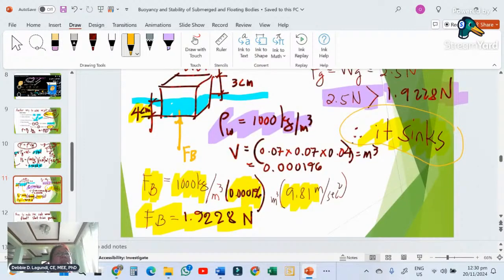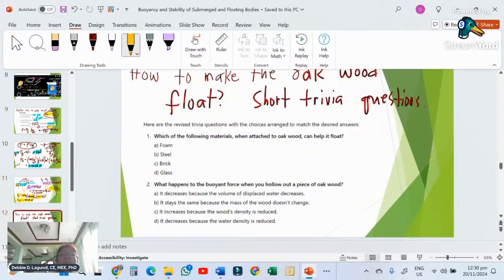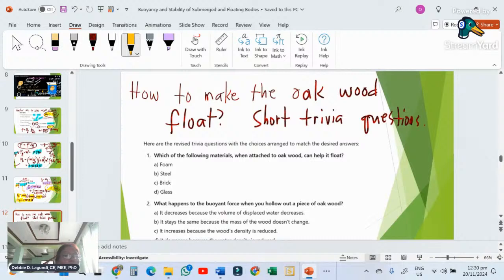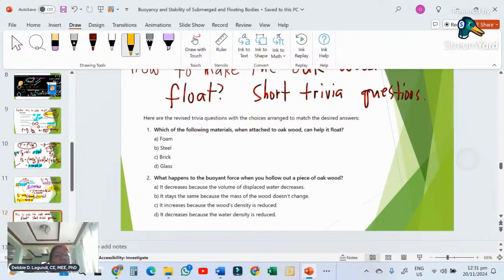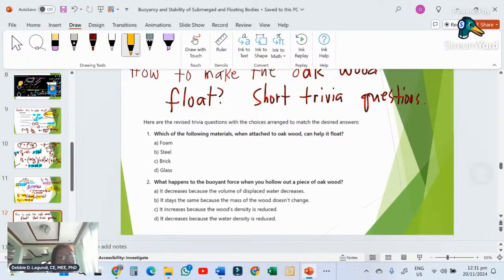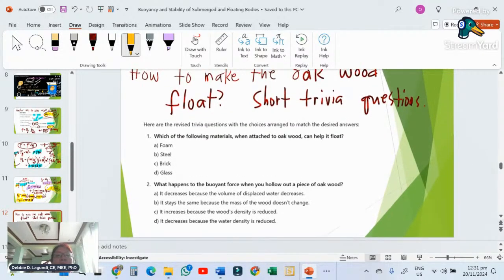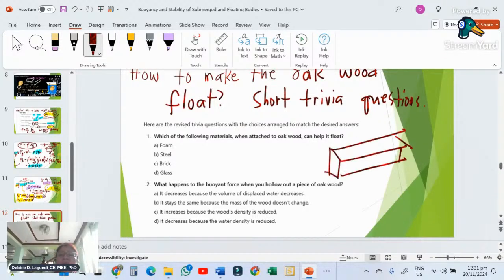All right, so that is if a body sinks or floats. Okay. Now, I have some questions here. How to make the oak float? Just a short trivia question. Which of the following materials, when attached to oak, can help it float? What happens to the buoyant force when you hollow out a piece of oak? What does it mean? When you hollow out, for example, this is a bangka, right? Rectangular. You are seated here.